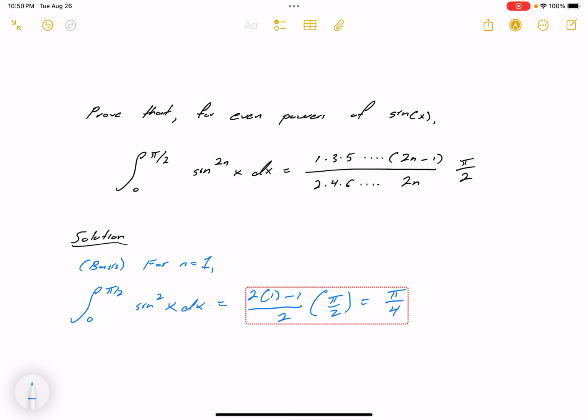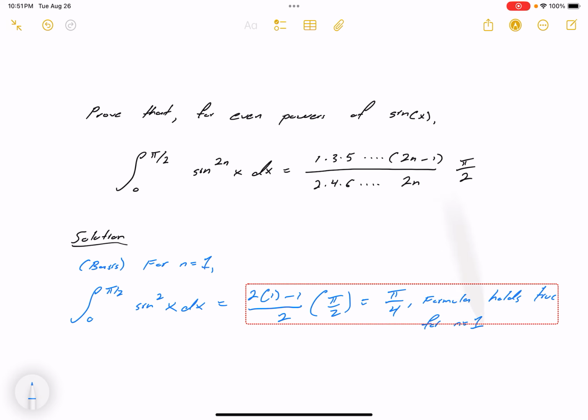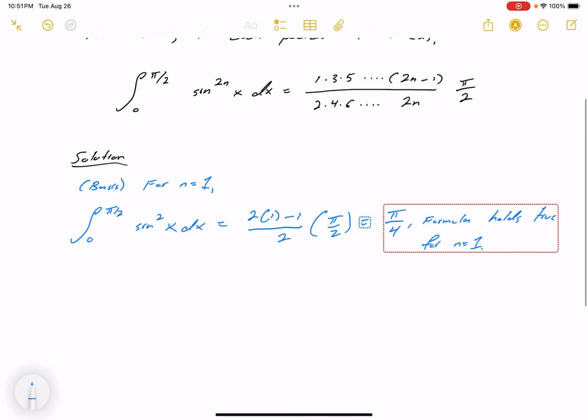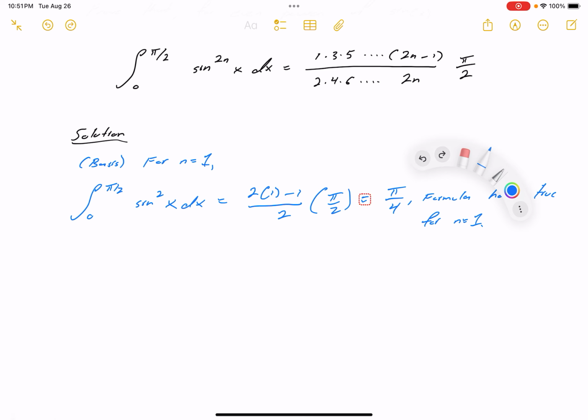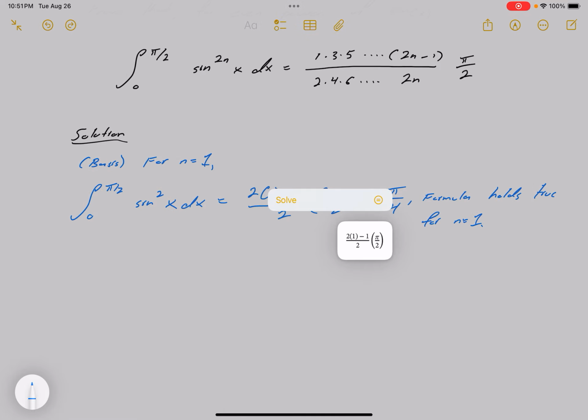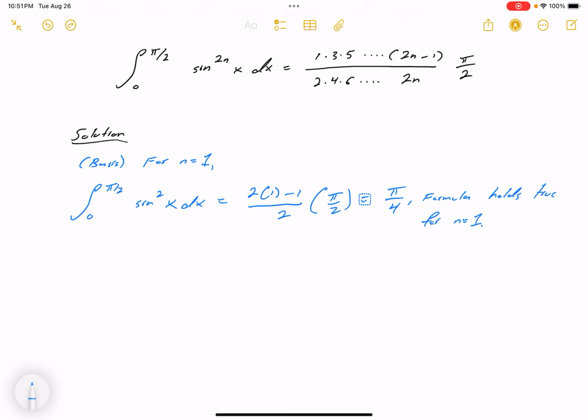So this checks out. This formula that we have here holds true for n equals 1. This is true, by the way. If you were to actually integrate this, which I'm not going to do to save time, that's going to be the answer.